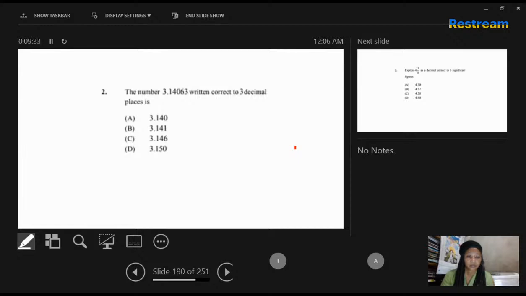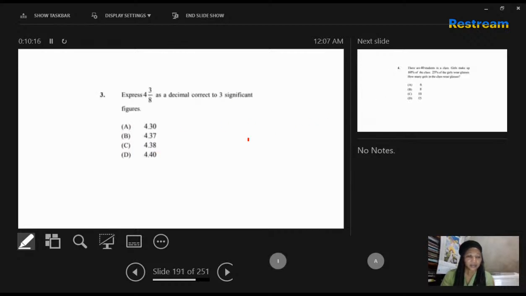Okay, number 2. The number 3.1406 written correct to 3 decimal places. We're going to underline the 0 since that's the place that we're to round up on. And the number beside it is greater than 5, so we're going to add 1 to the 0. So it would be 3.141, which is B.